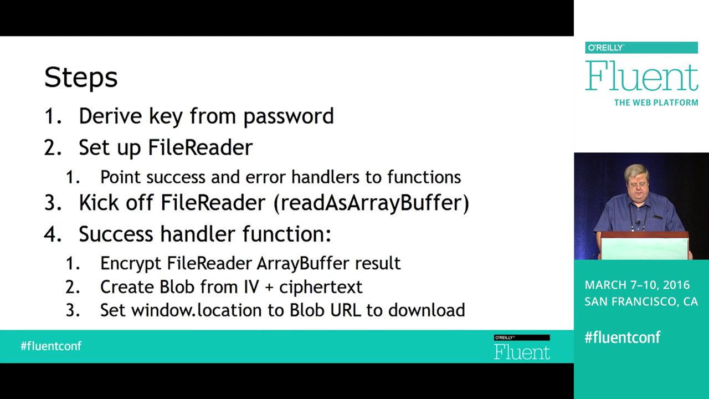So, the steps for derive key. Whenever somebody clicks encrypt or decrypt, that's when we're going to do our key derivation each time. So the first thing we're going to do is the key derivation. Then we're going to kick the file reader off. Then when the success handler is invoked by the file reader, we'll have an array buffer of plain text. We'll just encrypt it the way we did before. And we'll create a single blob from the 16-byte initialization vector followed by the ciphertext, get a URL to that blob, and download it to the web page.